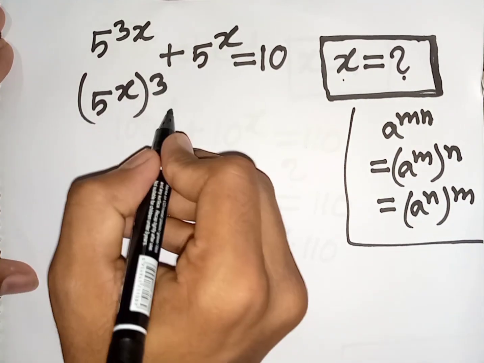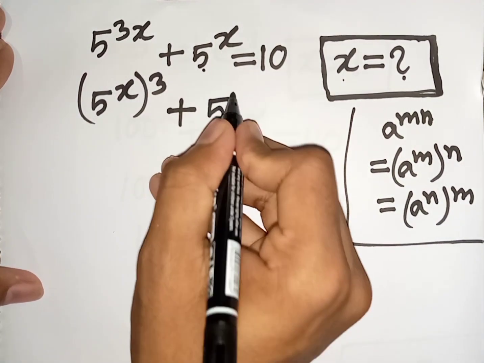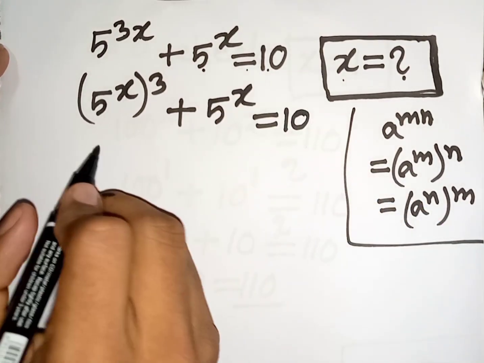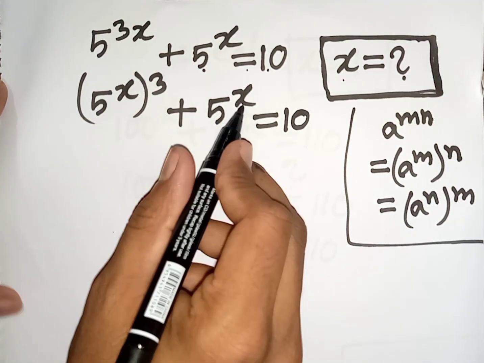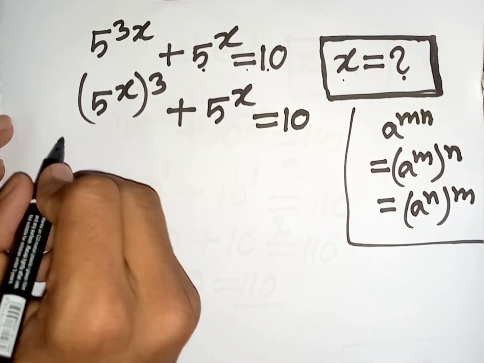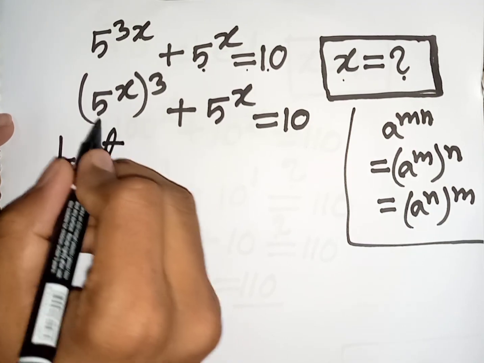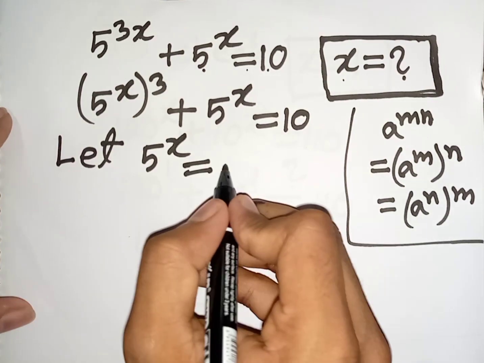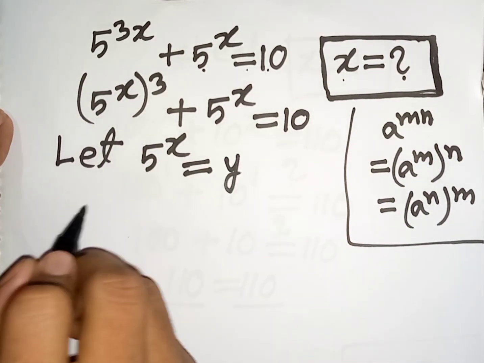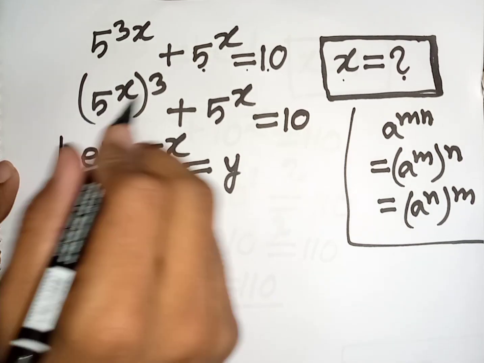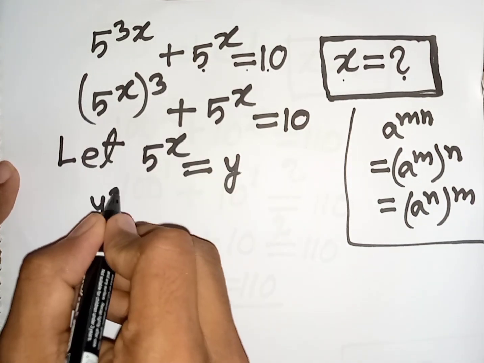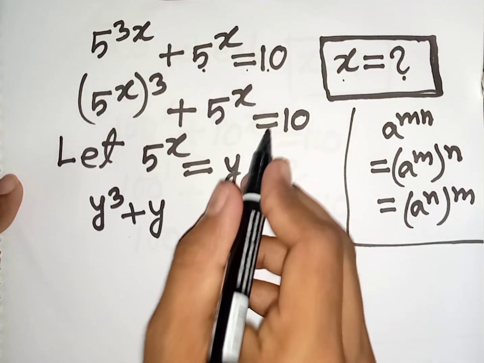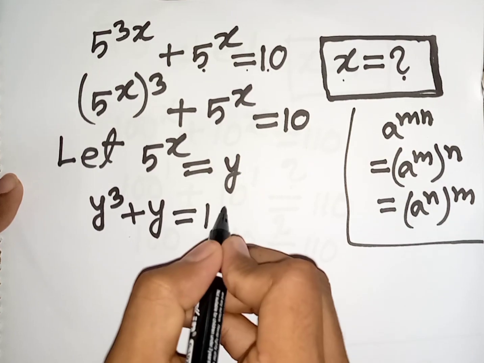So plus 5 power x is equal to 10. Now we see 5 power x, both terms are the same. So let 5 power x be substituted by y. So our equation will be y cube plus y is equal to 10.